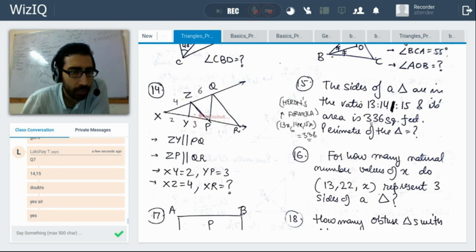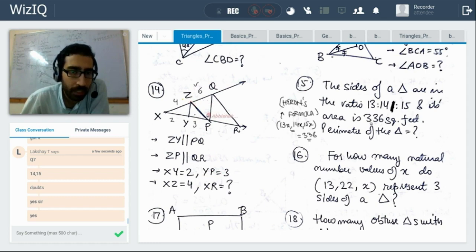Is this something that is clear? Yeah. I'm just using similar triangles. XZ by XQ will be equal to XY by XP. Which is also another way of saying XZ by ZQ will be equal to XY by YP. It will be the same, and that gives me ZQ equal to 6. Just use similarity first of all, calculate ZQ. Then, what else do we know?